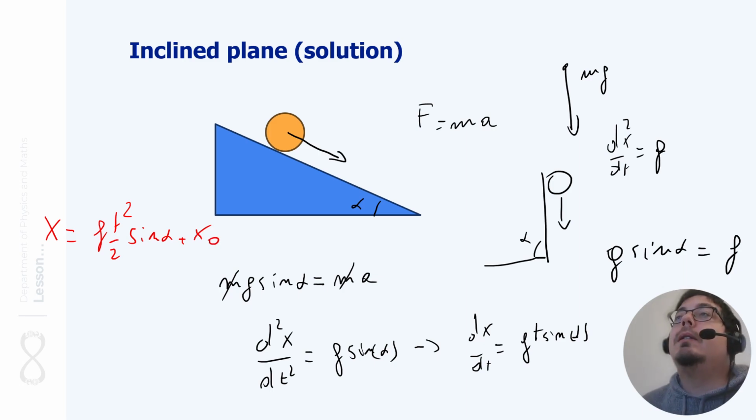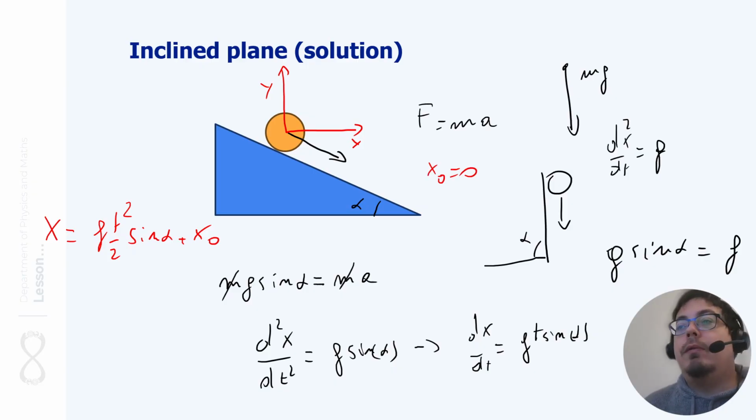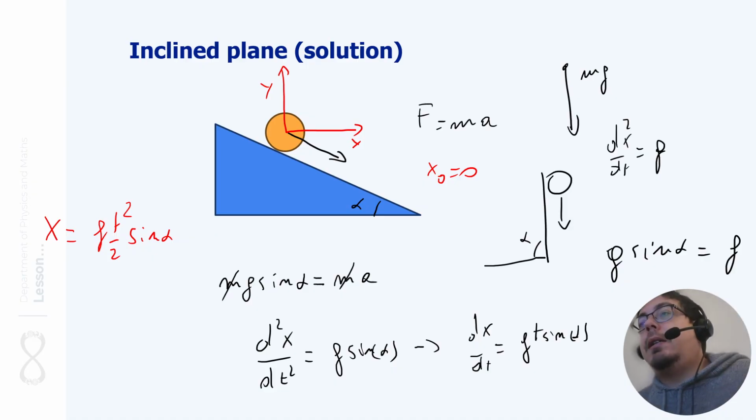Now we can remove the initial condition easily by placing our reference frame here, x and y, and in this case x0 is equal to 0, so we can remove the initial condition here. So the solution is this one, that is very similar to the free falling case with a correction, which is the sine of the inclined plane.